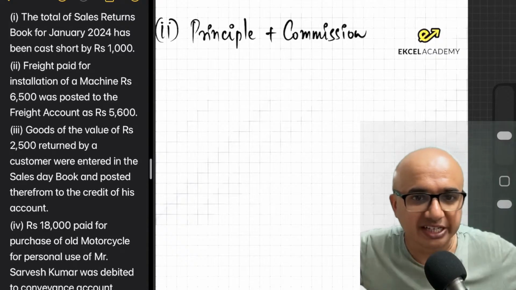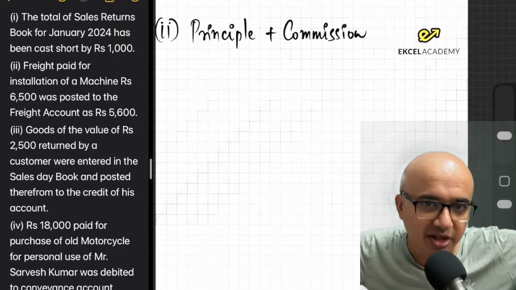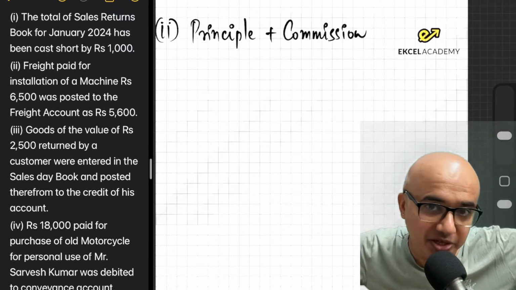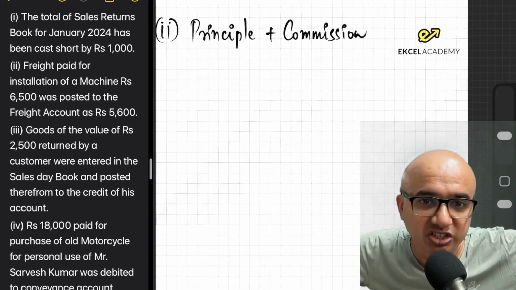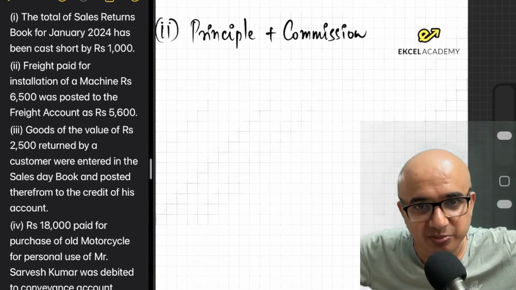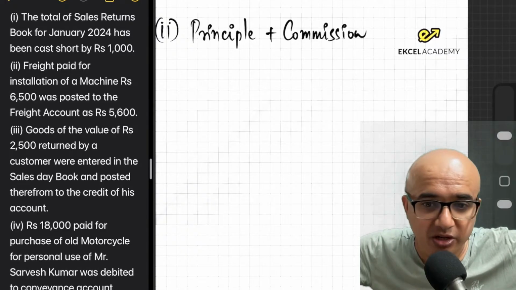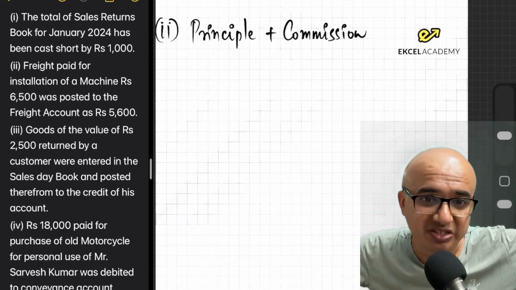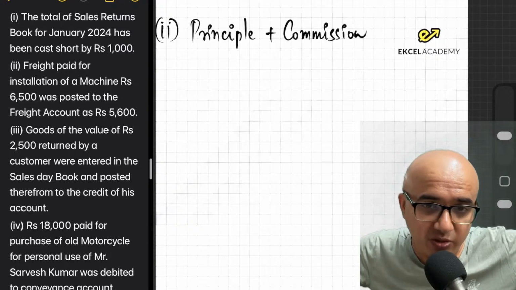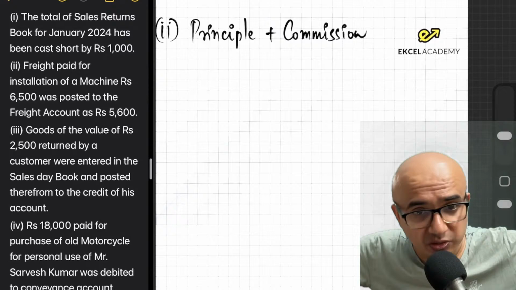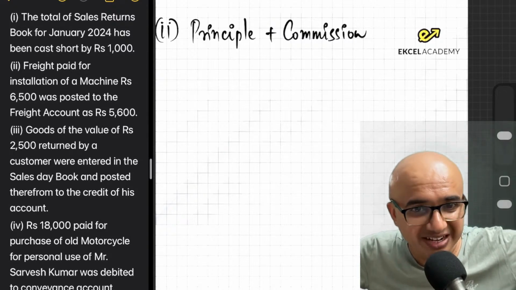The error of principle part is this. When you pay freight for installation of a machine, it should be considered as part of the cost of the asset itself, because unless you get the machine to your place by paying the freight charges, you won't be able to use the machine. When that is the case, you don't consider that as an additional expense. It is part of the capital cost itself. So which account should have been debited? Machine account should have been debited. This is the error of principle. The error of commission is this. Instead of recording at 6,500, the accountant recorded that as 5,600. So this is error of commission, that is clerical error. Both these errors will have to be rectified.